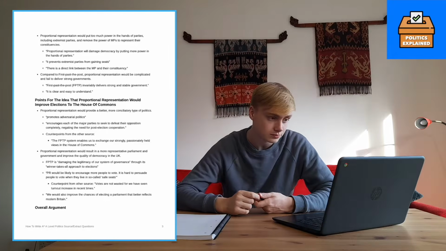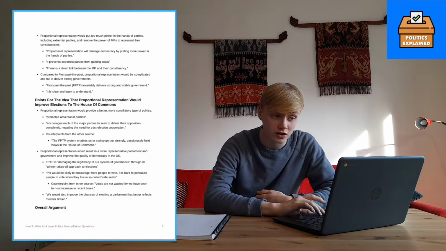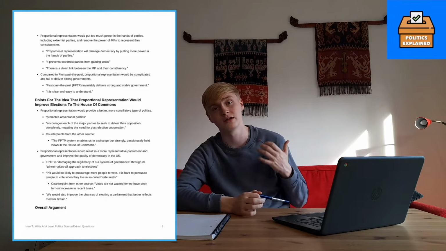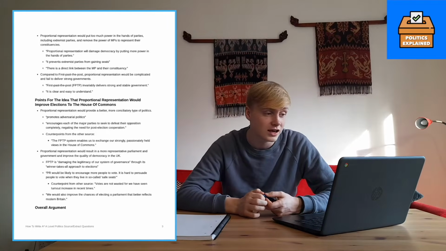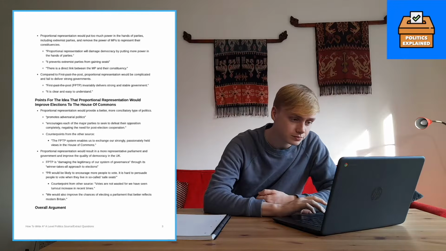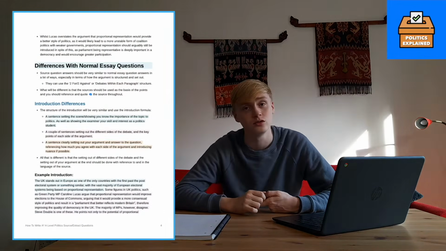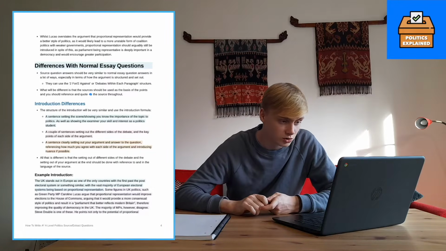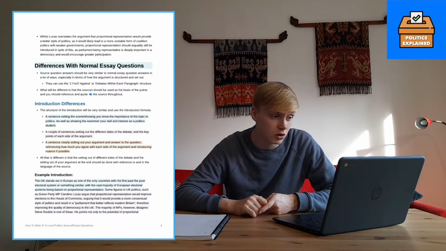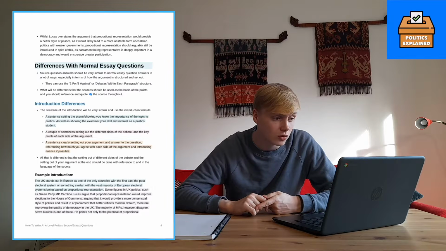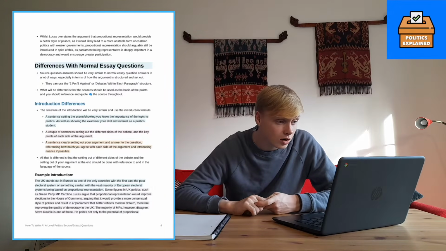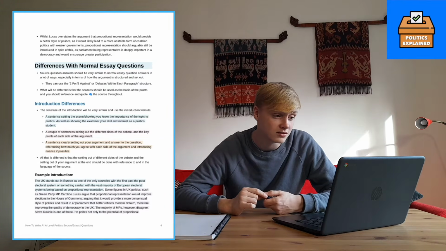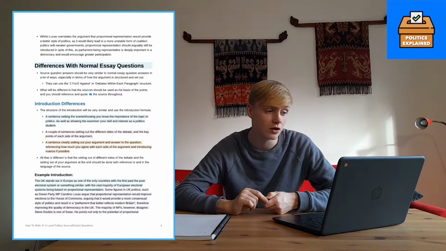Then something you want to do before you start writing, of course, once you've got your paragraphs planned out, or even before, if you want, is plan an overall argument to the question. So the overall argument I've gone for, yours by no means has to be the same as this, is that whilst Lucas overstates the argument that proportional representation would provide a better style of politics, as it would lead to a more unstable form of coalition politics with weaker governments, proportional representation should arguably still be introduced in spite of this, as Parliament being representative is deeply important in a democracy and would encourage greater participation.